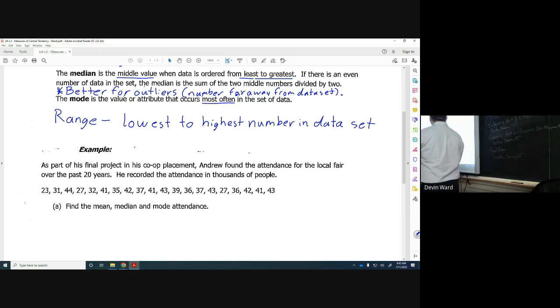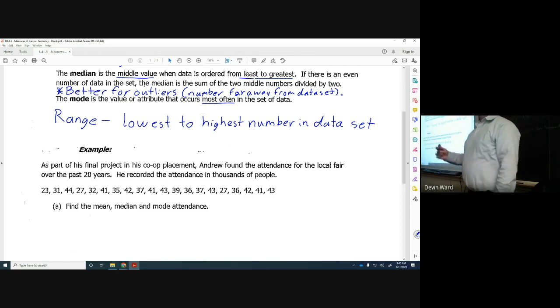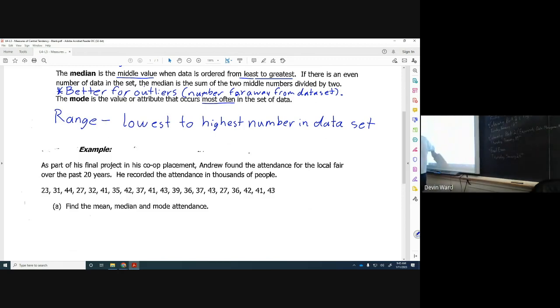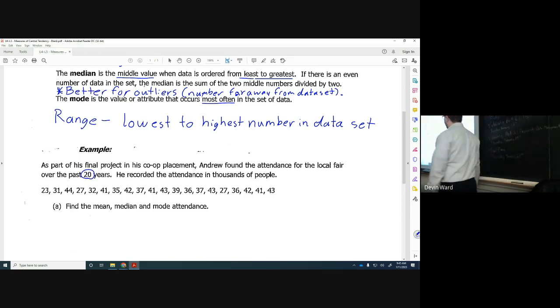So as part of the final project and its co-op placement, Andrew found the attendance at the local fair over the past 20 years. He recorded attendance in thousands of people. Okay. So already we're given the total number of numbers. 20, okay? So when we find our average, we're going to divide it by 20 because there's 20 numbers. Okay, so we're going to find the mean, median, mode, and range.